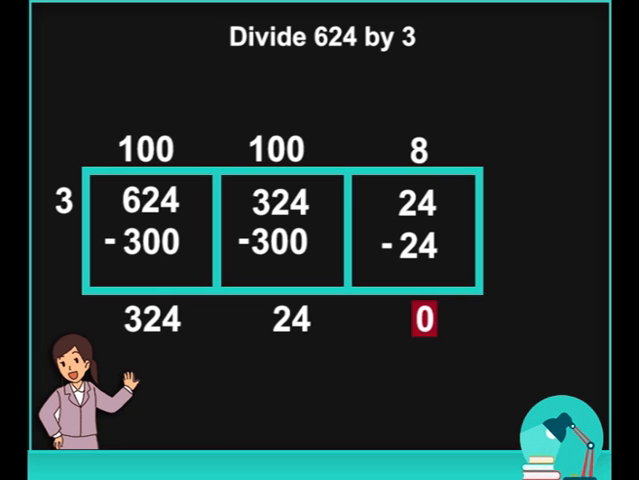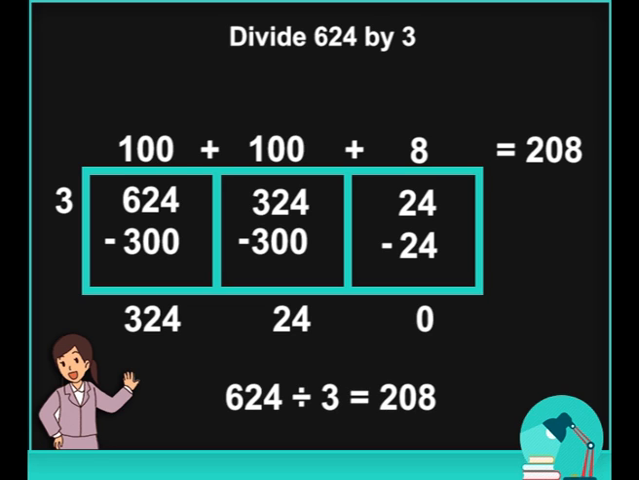Just add up the numbers at the top of all the boxes. These are 100 plus 100 plus 8, which gives 208. That tells us that 624 when divided by 3 gives us 208 as quotient. This is how the box method is used for a single digit divisor.